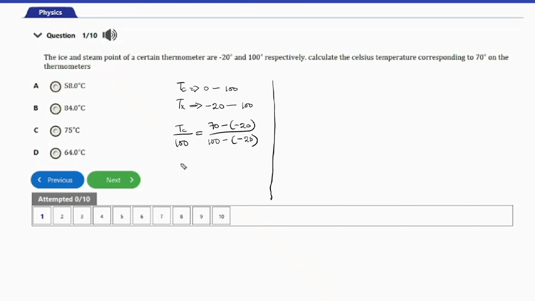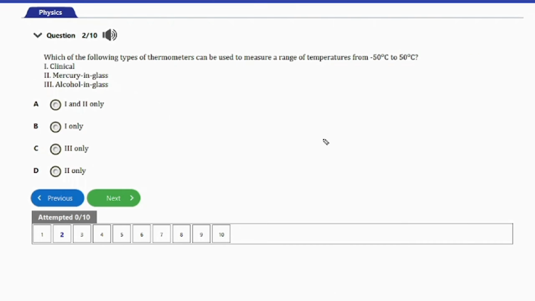So guys, in this situation, we have that TC over 100 is actually 90 over 120. So if you make TC the subject of this equation, we have that TC is equal to 90 times 100 over 120. So guys, that corresponds to 75 degrees Celsius, and that's option C here. So let's go ahead and consider the next question, guys. That's question number 2 here.